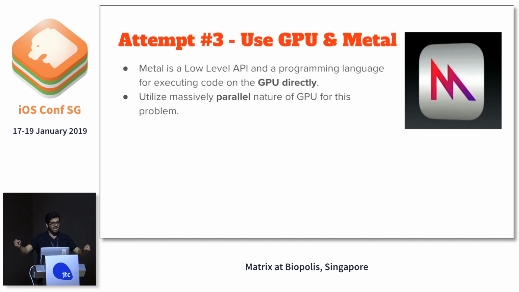So attempt 3, yay, let's go deeper and let's just use the GPU to do this directly, okay? Talk about over-engineering. What we're going to use instead is Metal. iOS has this beautiful low-level API and programming language called Metal where you can program your GPU directly. The idea is to utilize the massively parallel nature of the GPU for this problem. Because we're going pixel by pixel, we can parallelize this problem quite easily.